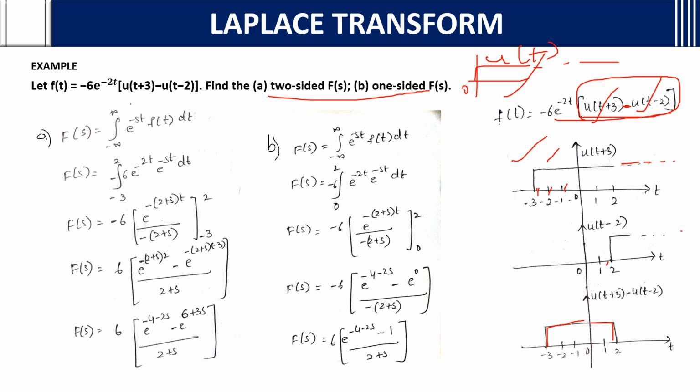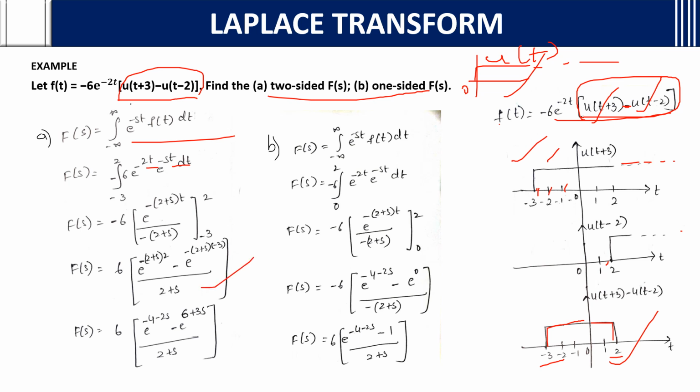Are you getting it? So after writing this, what you will do? You will write the formula for the Laplace transform. Then you will put minus 6 e power minus 2t in the e power minus st in place of u of t plus 3 minus u of t minus 2. Final function, what you got in terms of intervals, is minus 3 to 2. So you can remove this u of t plus 3 minus u of t minus 2 because you are changing the intervals. So minus 6 into e power minus, t is common, 2 plus s into t by minus 2 plus s, minus 3 to 2 is the interval.